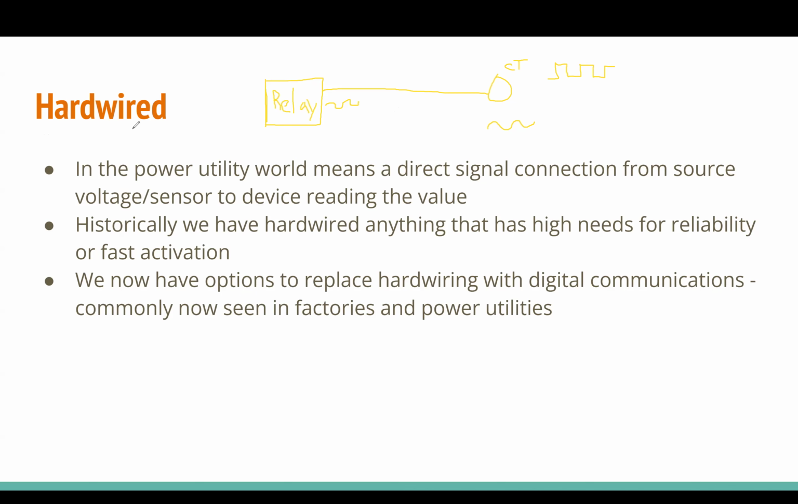And so the reason why we don't just move everything immediately, or actually, that's a good question for you guys. Why do you think we still have a lot out there that is hardwired? Why haven't we just moved everything to digital communications and SCADA? It's expensive. Yeah, definitely. And so labor would be expensive.